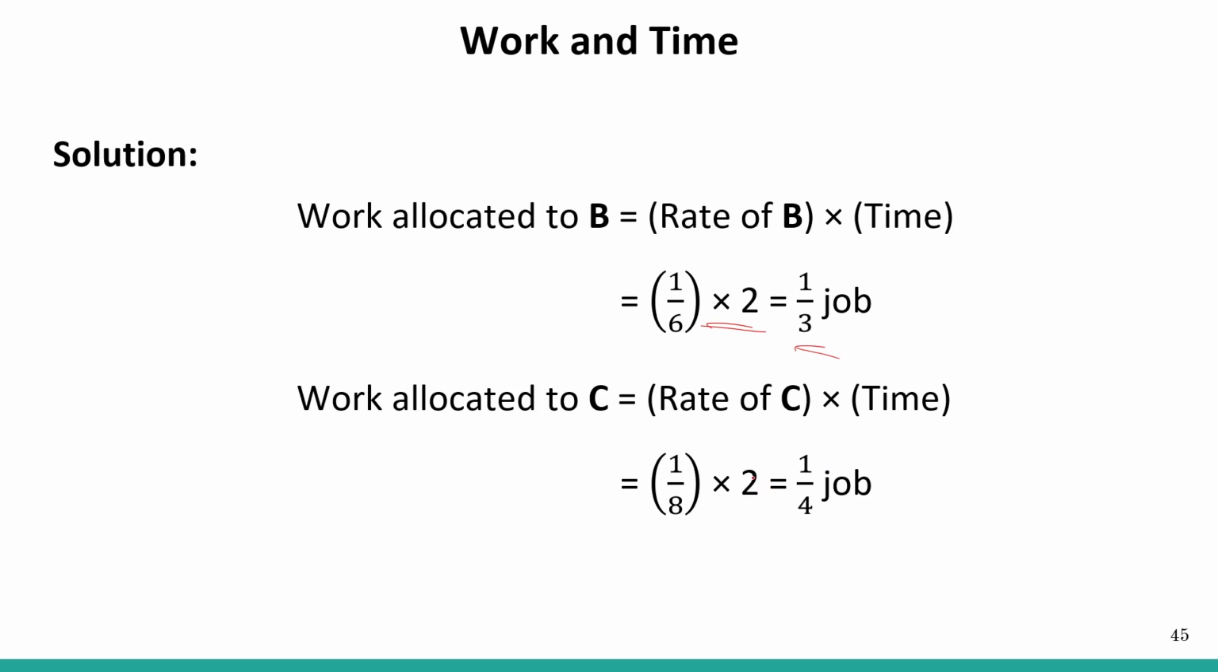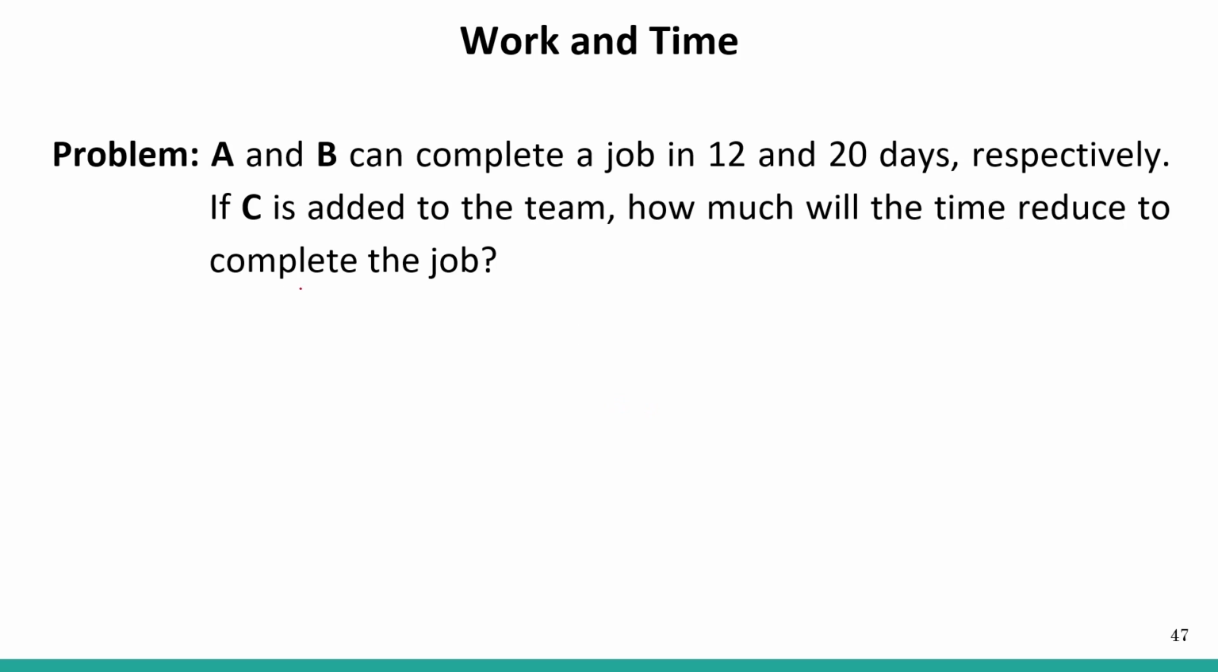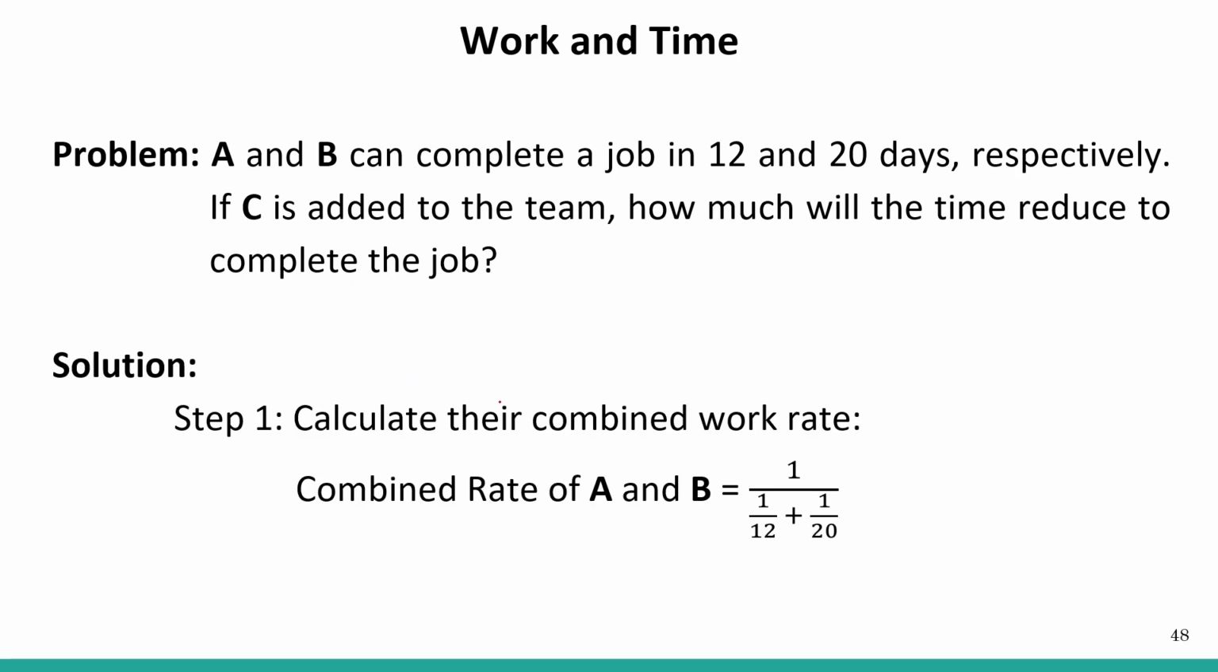Okay, 1 by 4 job per day. Work reduction: calculating the reduced time to complete a task when more workers are added. If A and B can complete a job in 12 and 20 days respectively, and C is added to the team, how much will the time reduce to complete the job?